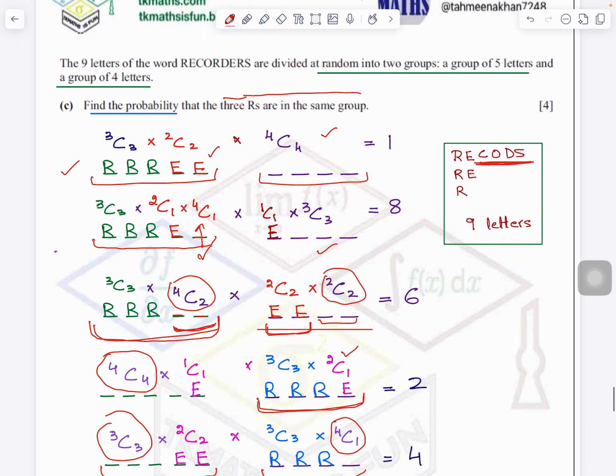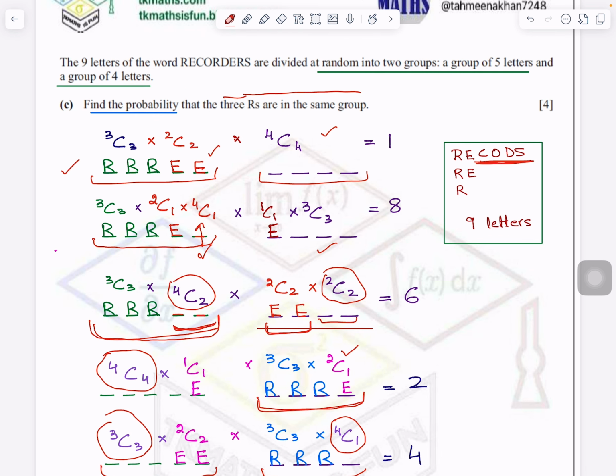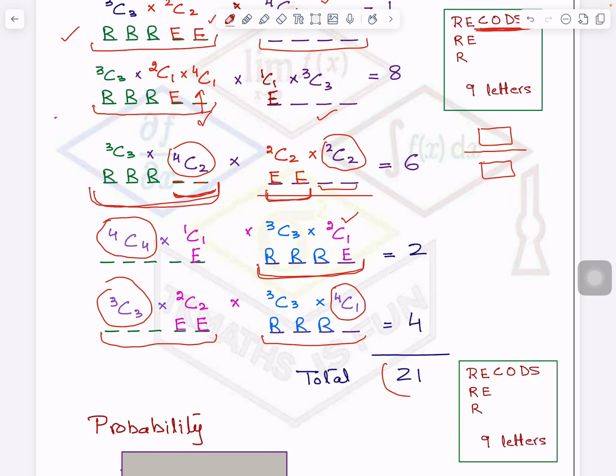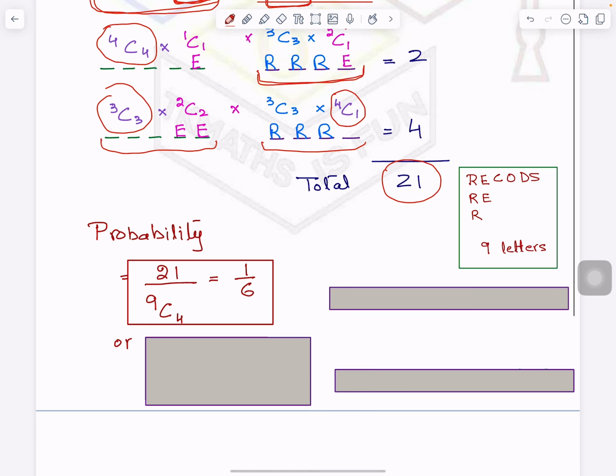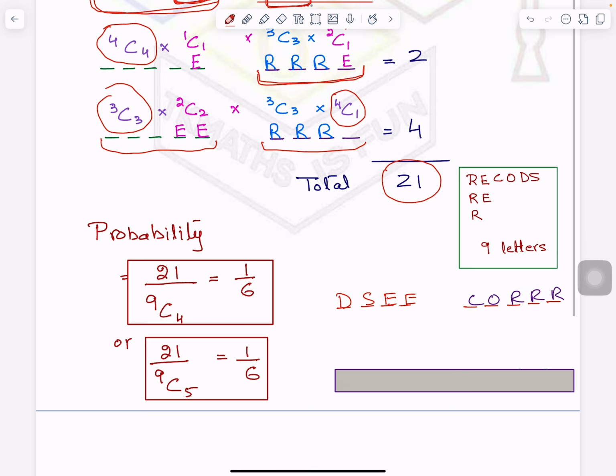But the question was saying probability. In probability we know the sample space comes in the denominator, meaning all the possibilities come in the denominator, and the numerator has the favorable outcome. So this is my favorable outcome. I will write it in the numerator. In the denominator you will have the possibility of either 9C4, because out of 9 letters you can select any 4 letters, or you can write 9C5. Some children get confused why I can write either. Let's see the logic and understanding here.